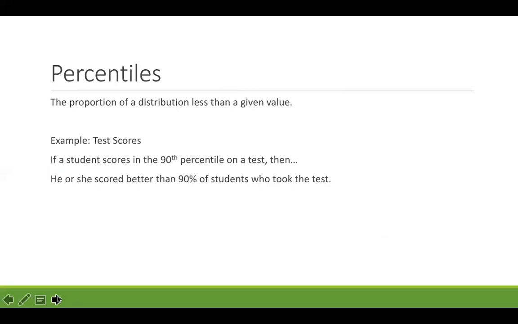So next, percentiles. Percentiles are the proportion of a distribution less than a given value. You've probably heard of percentiles; they're used a lot in everyday life. An example is test scores. If a student scores in the 90th percentile on a test, this means that he or she scored better than 90% of students who took the test. So that's pretty good. But that's just a general breakdown of what percentiles are saying here.